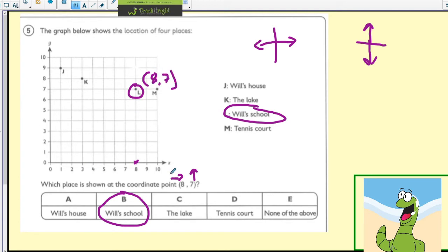So the first coordinate is across, and then the second coordinate is the up or down.